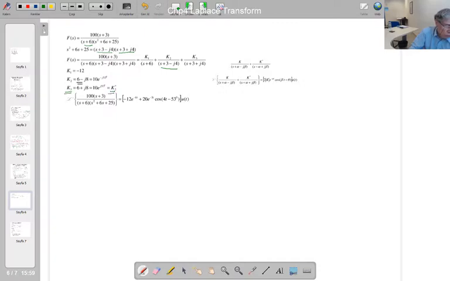Mathematically it is possible to prove that. I'm not going to prove it here. But I would like to give you a calculation of K2. I'm not going to do it for K3 because I know K3 is going to be the complex conjugate of K2. So let's do it then.